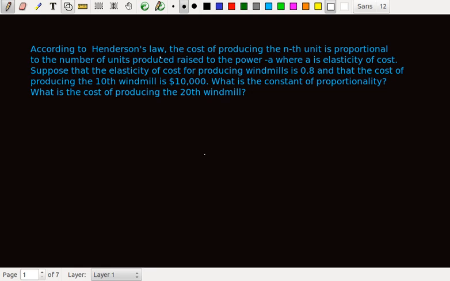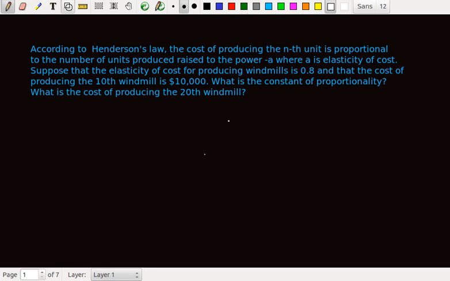According to Henderson's law, the cost of producing the nth unit is proportional to the number of units produced raised to the power minus A, where A is the elasticity of cost. Suppose that the elasticity of cost for producing windmills is 0.8 and that the cost of producing the 10th windmill is $10,000. What is the constant of proportionality? And what is the cost of producing the 20th windmill?